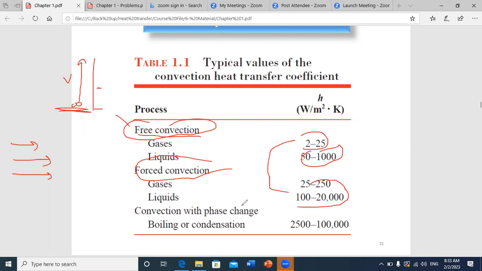Convection can also be characterized in case you have phase change, or in case you have boiling and condensation. In this case, you can have very large values of heat transfer by convection, because boiling and condensation processes involve a really high rate of heat transfer, and this is linked to high values of convective coefficients.